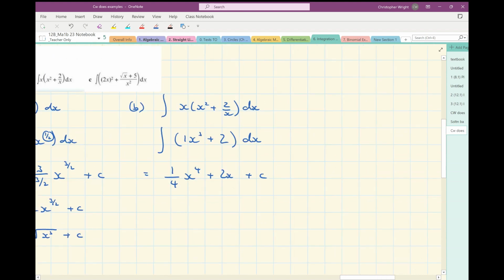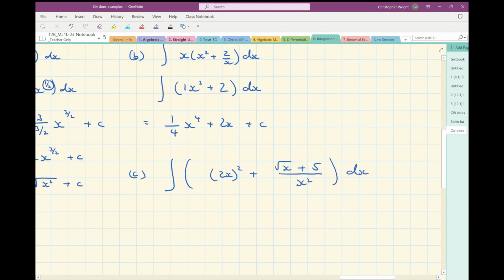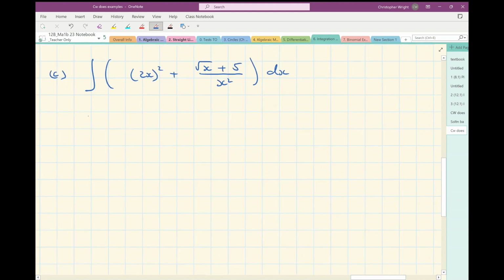Right, let's look at part C. Let's copy it down here. So part C is, I've got to integrate 2x all squared plus root x plus 5 all over x squared with respect to x. Okay. All right, let's rewrite that, make the whole thing a bit simpler. Well, 2x all squared is 4x squared plus, now I'm going to split this fraction up. So I've got root x over x squared plus 5 over x squared.